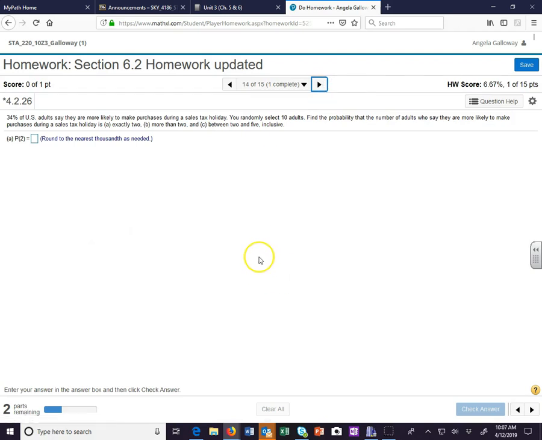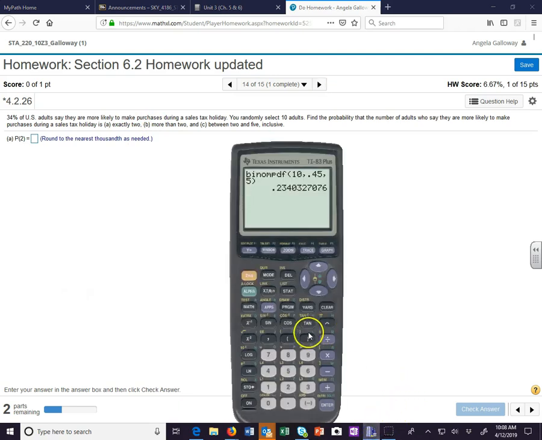Okay, so one like this: 34% of U.S. adults say they're more likely to make purchases during a sales tax holiday. We're randomly selecting 10 adults, so our sample size is 10. Find the probability that the number of adults who say they are more likely to make purchases during a sales tax holiday is exactly 2. So we're looking for the probability that X is equal to 2, right?